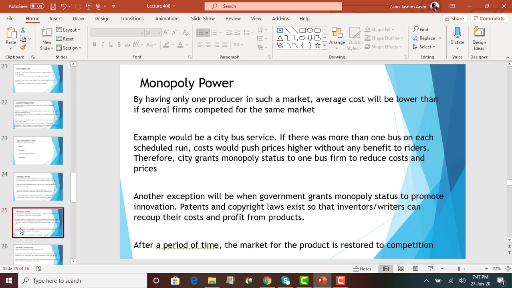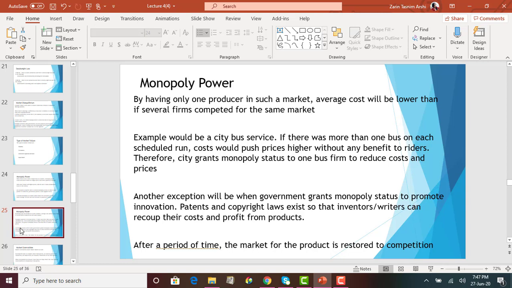By having only one producer in the market, average cost will be lower than if several firms competed in the market. If others came in, then their average cost would go up. So in that case, we are not going to have a natural monopoly. For example, you can think about the city bus service. If we had other private firms providing bus services, then what would have happened? The cost of that service would go up, prices will go up, and therefore the benefits will go down.